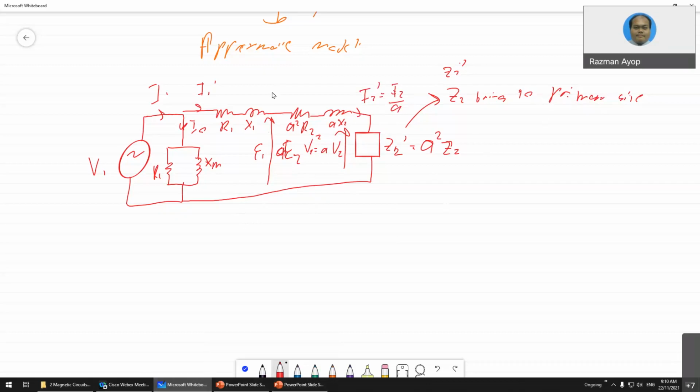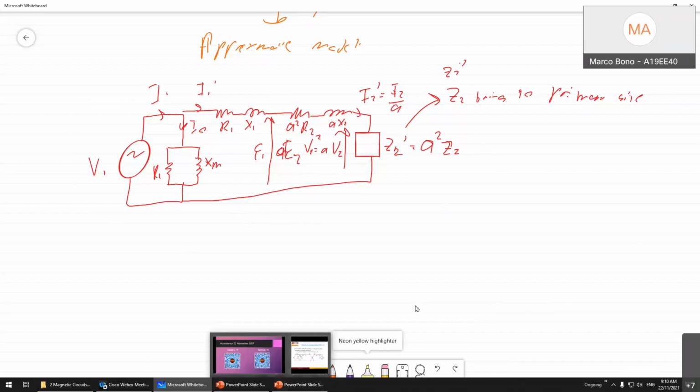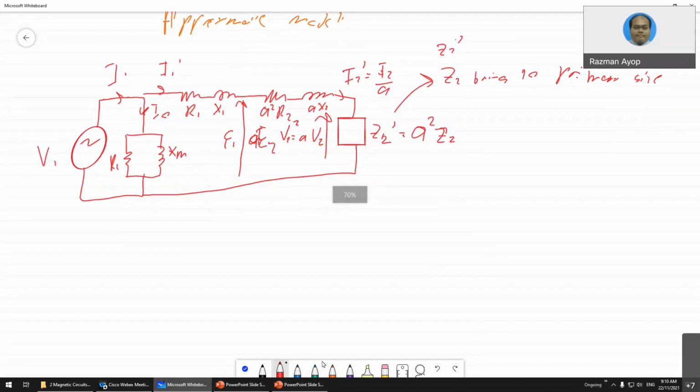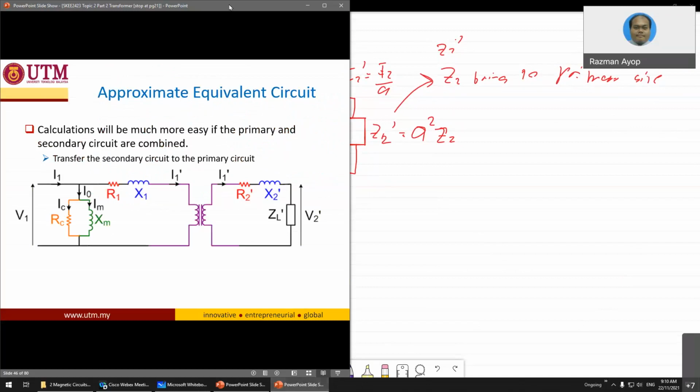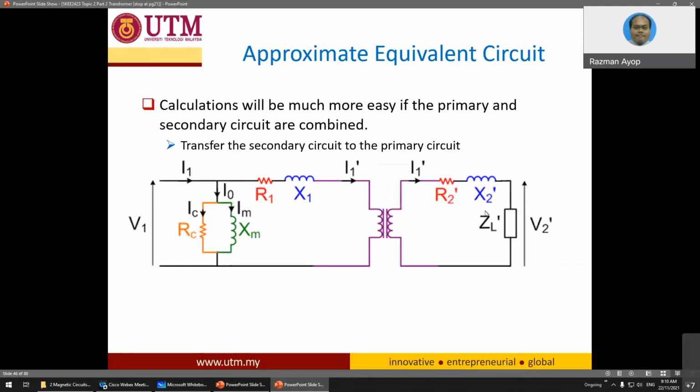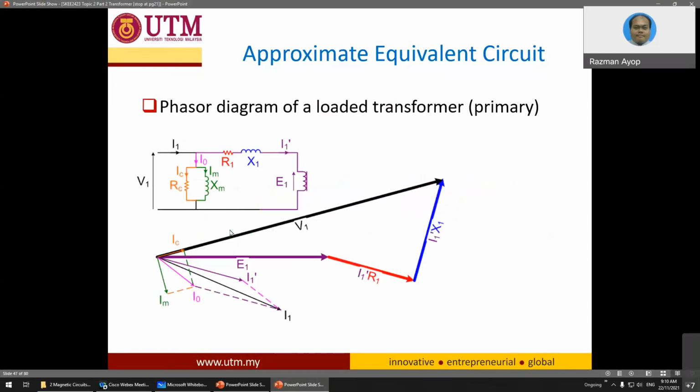Can anybody understand so far? Is it okay? I will need more practice. Maybe today you still don't understand, maybe later you can understand it, because there are a lot of components here. What I'm trying to tell you is just to transfer everything at the secondary side to the primary side. You can also transfer the primary side to the secondary side, but it is much more complex. Try to avoid it, but usually we transfer the secondary side to the primary side.